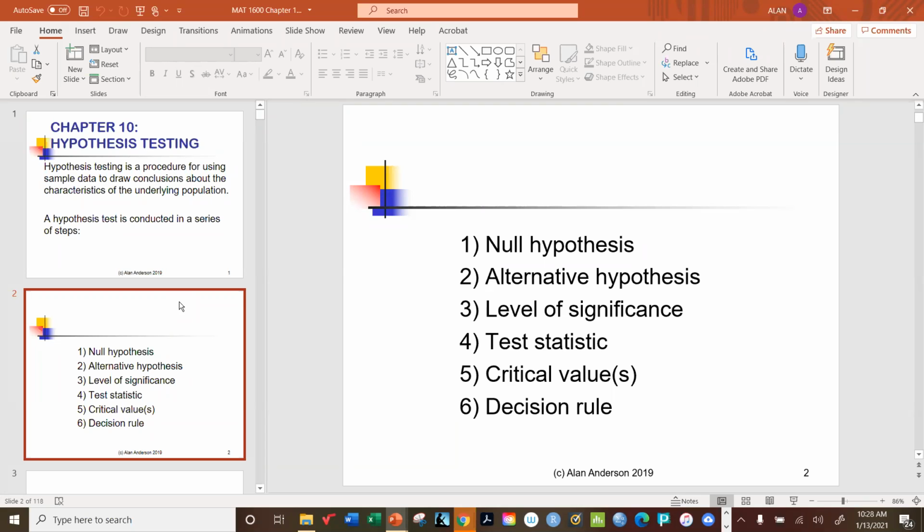All right. So you'll notice the first 2 steps involve hypotheses. There's 2 different hypotheses that we must specify when we run one of these tests. The level of significance, as it turns out, is very closely related to the level of confidence from the previous chapter. Then the next 2 are pretty much brand new. And then the decision rule is just a result of steps 4 and 5. Basically, 4 and 5 determine the result in part 6. It's not really a separate step as such. All right, are we all ready to go on?